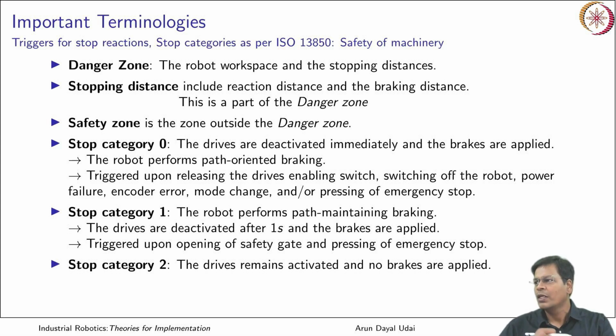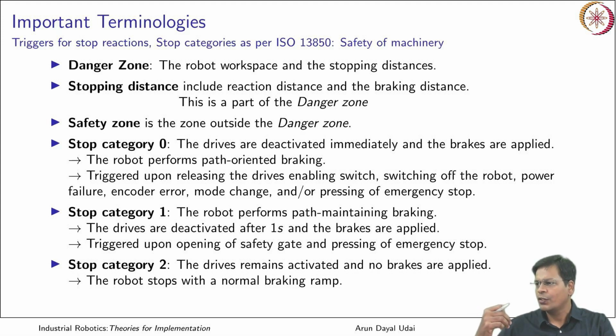Stop category 2: the drives are activated and no brakes are applied. So this is basically normal braking. The robot stops with the normal braking ramp. Maybe your program has finished. Okay, it has done its job. So that is stop category 2. All these stop categories are defined in the ISO 13850 safety of machinery guidelines.